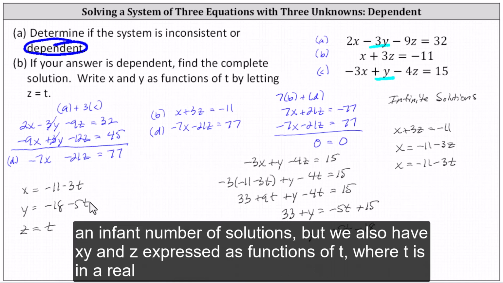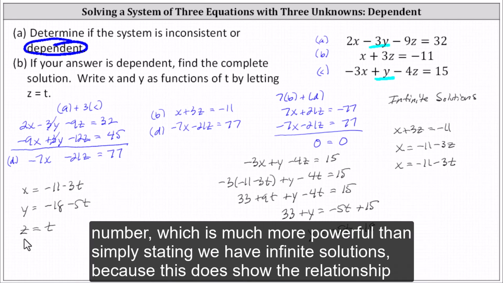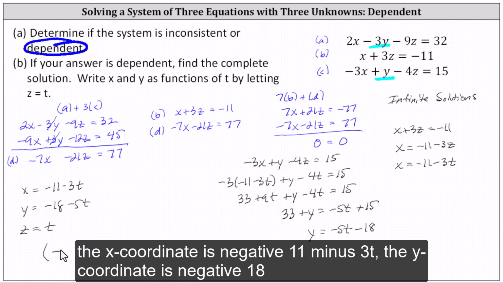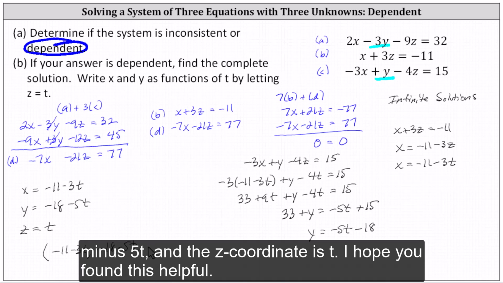Again, we have an infinite number of solutions, but we also have x, y, and z expressed as functions of t, where t is any real number, which is much more powerful than simply stating we have infinite solutions, because this does show the relationship among x, y, and z. And sometimes you'll also see this expressed as an ordered triple, where the x-coordinate is negative 11 minus 3t, the y-coordinate is negative 18 minus 5t, and the z-coordinate is t.